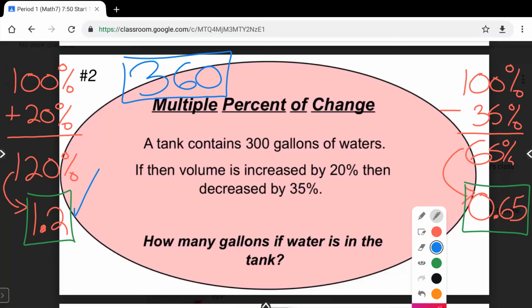Now I've got to decrease that by 35%. My decrease multiplier is right here. So I take the 360 on my calculator, multiply by 0.65, and what I get is my true answer. My true answer is 234 gallons of water. And this is how you tackle a percent of change question when you have more than one change.